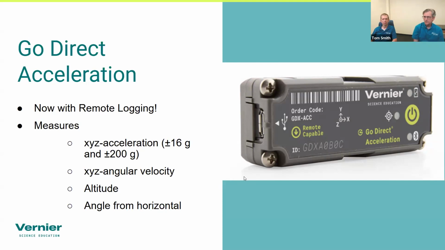The sensor has two different ranges for acceleration in 3 axes, X, Y, and Z acceleration. It has angular velocity, so it has a gyro built into it that can measure rotation rate. It has an altimeter that will give you an indication of altitude, as well as an angle indicator, which I don't think we used in the park, but certainly we used altitude and the accelerometers.